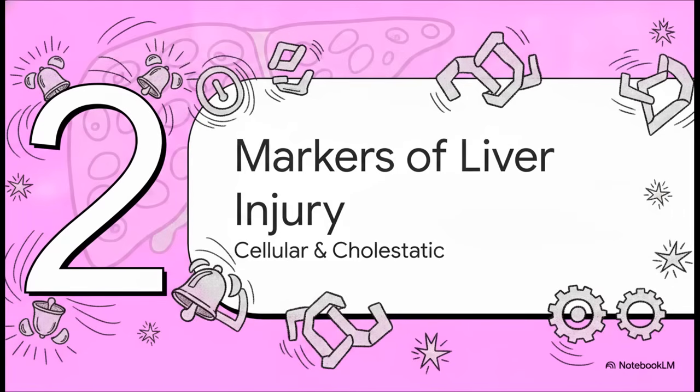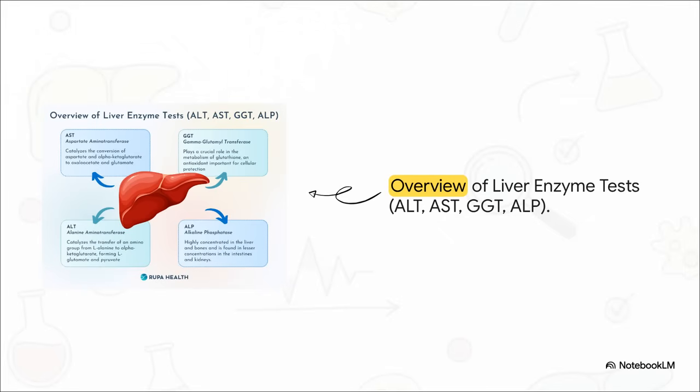Section 2. Markers of liver injury, hepatocellular and cholestatic indicators. Okay, this brilliantly illustrates the geographic division of our liver enzymes. Think of these markers as regional alarm bells. Look at the large red liver right in the center of the image. Tightly localized inside that central liver tissue, the hepatocytes, we have AST and ALT.